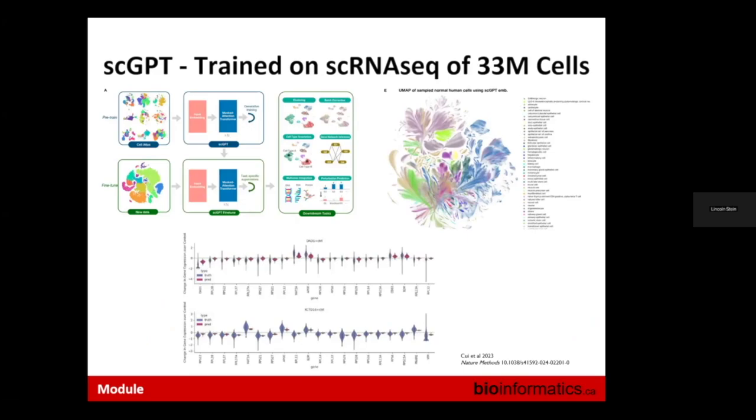When they started with single cell data, they did the masking, and then they did a series to learn the basic cell states, and then they did a series of fine tunes to train it to do specific tasks like cell type identification, perturbation prediction, batch correction. And what they ended up with is, here is just a UMAP of all the cell types that the system is able to identify.